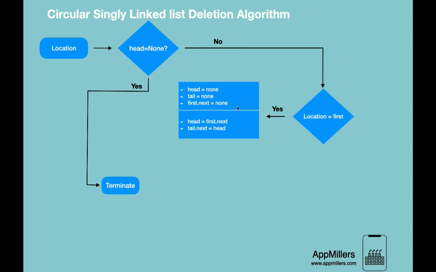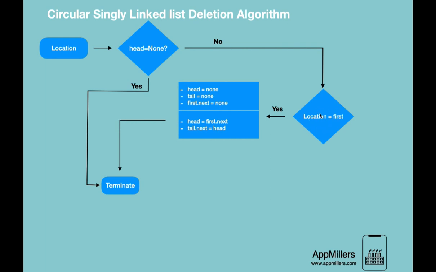Now the second case is if we have more than one node in our circular single linked list. In this case, we need to change the head reference to the second node. By setting head to the first node's next reference, we are creating a link between head and the second node. Then we need to change the reference from the last node to the first node. If we set tail's next to head, it creates a link between the last node and the second node. Now the second node is our first node. Then after completing these steps, we terminate our algorithm.